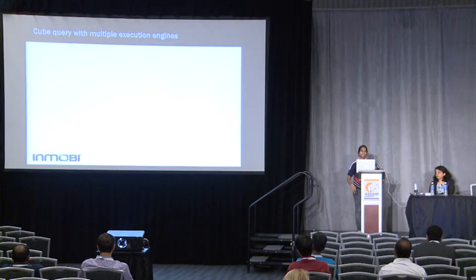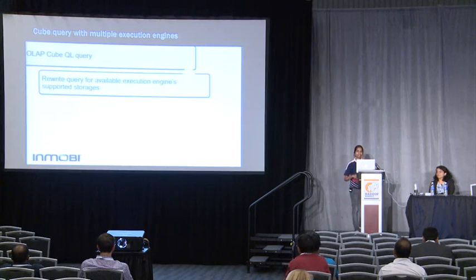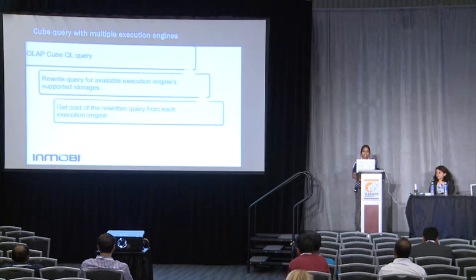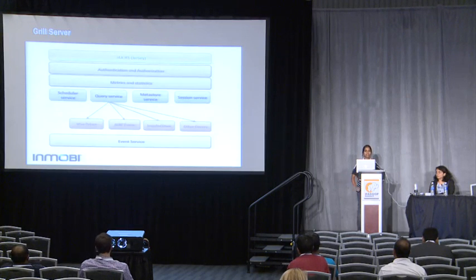If a cube query comes with multiple execution engines, then we'll rewrite the query for each execution engine for the supported storages, and then get the cost for the rewritten query for each of the engines, and then pick the one with least cost. If one of the engines doesn't have it on its storage, then its cost will be infinite and it will not be chosen, right?